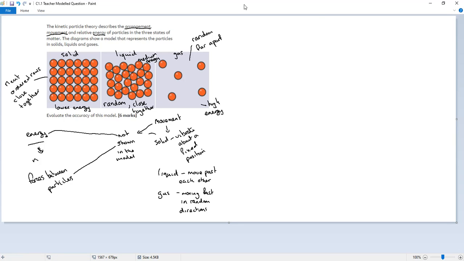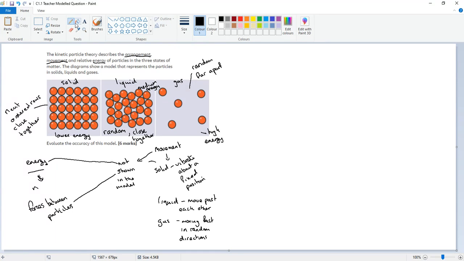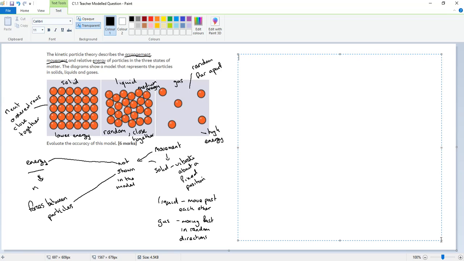So now what we need to do is I'm going to swap to typing, and we're going to write our 6-mark answer here. So I'm going to type this up so we can read it a bit better. So evaluate the accuracy of this model. So we're going to talk about the strength.